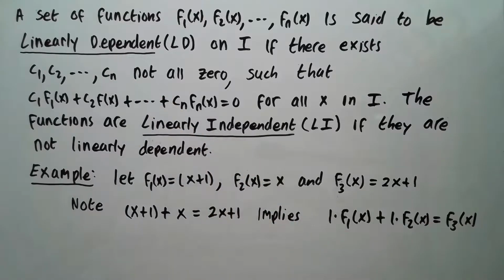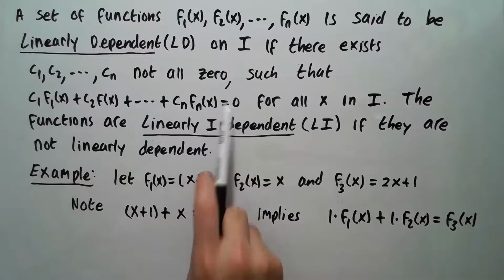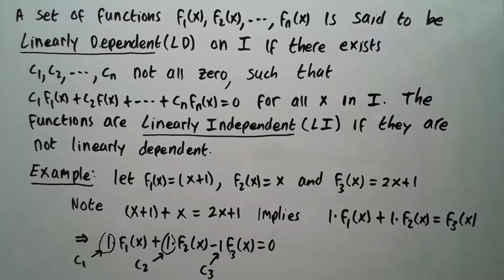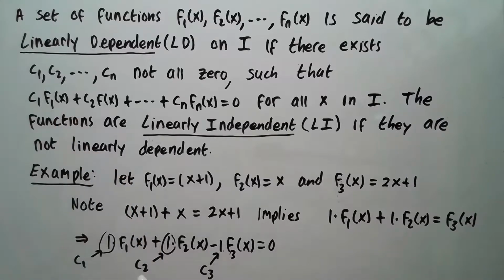You might say, hold on a second, the definition here has it equal to 0. That's true. But once you have it as a combination like we have here, f3 made from f1 and f2, I can just move f3 over here. So I've moved the f3 across, and I'll have 1 times f1 plus 1 times f2 minus 1 times f3 equals 0. If we match it up with the definition, the c1 would be 1, the c2 would be 1, and the c3 would be minus 1.